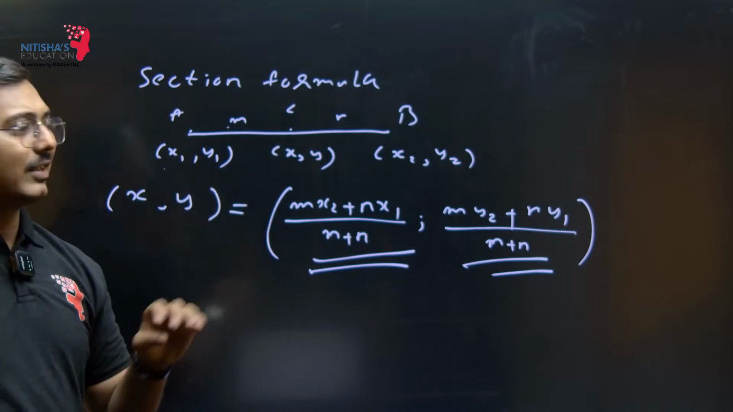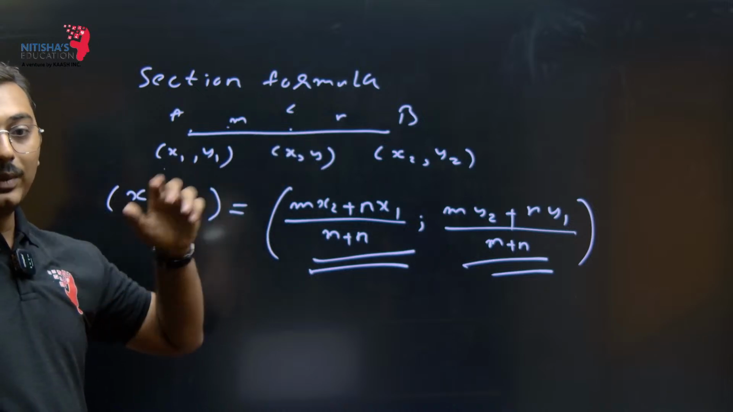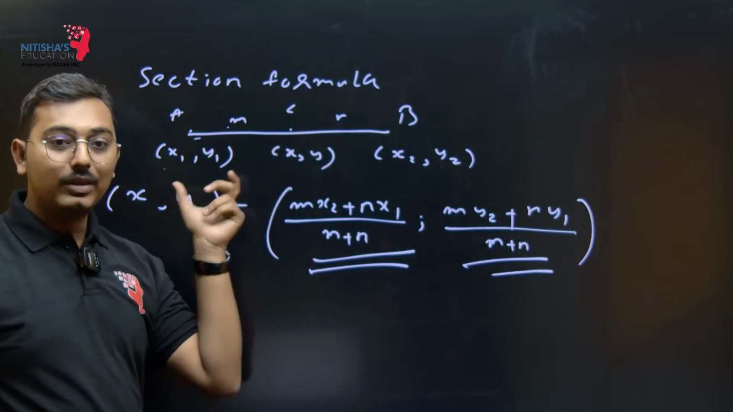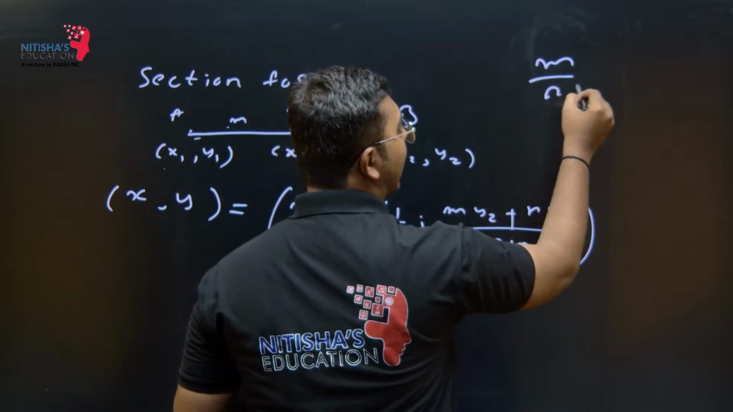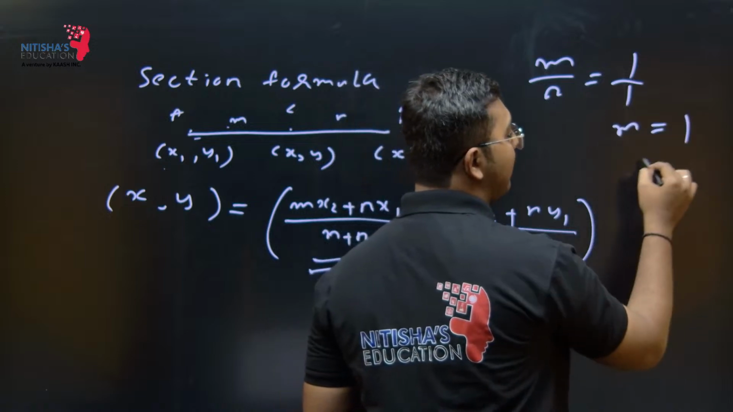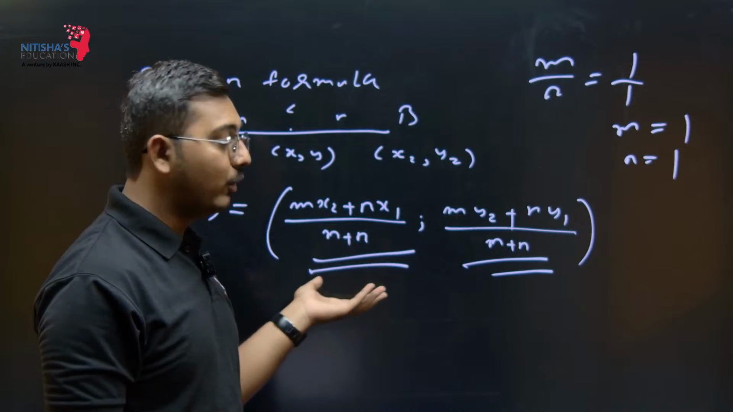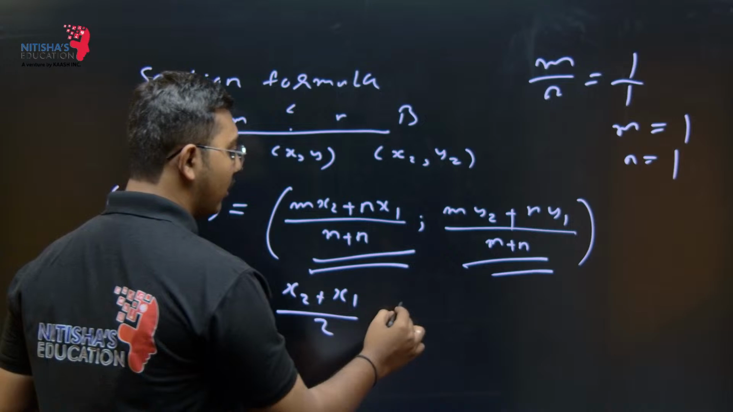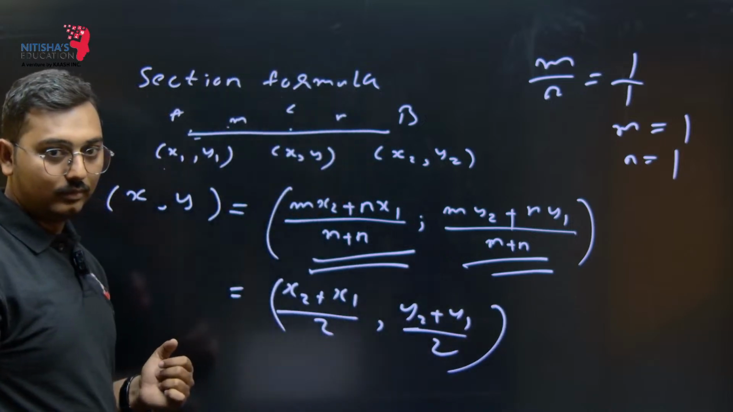Now can you tell me, if it is a midpoint, what does this mean about M and N? What could be the ratio? Here AC and CB are both of the same length. So the ratio M upon N must be 1 upon 1. So here M is 1 and N is 1. Now substitute these two values over here. What will you get? x2 plus x1 over 2, y2 plus y1 over 2. Okay, simple.